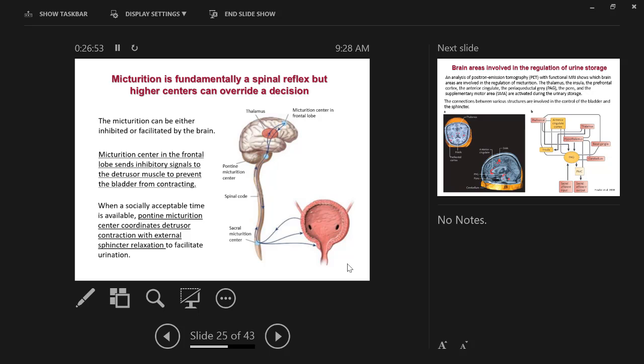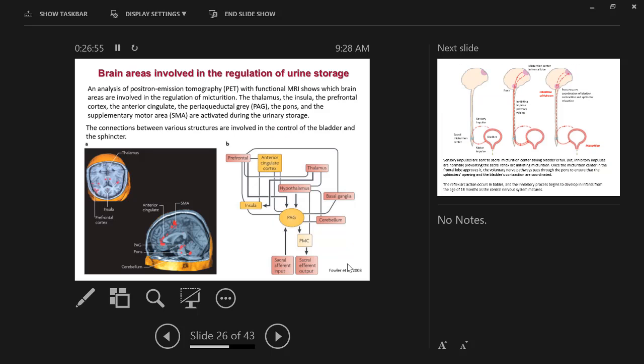By the way, this is described in the textbook. You don't have to remember this, but more recent research using PET scan and MRI shows that it's not just two parts in the brain; multiple parts are activated during micturition. So the real case is more complicated, but this is just a research paper, so you don't have to remember that. Just know the truth is more complicated.